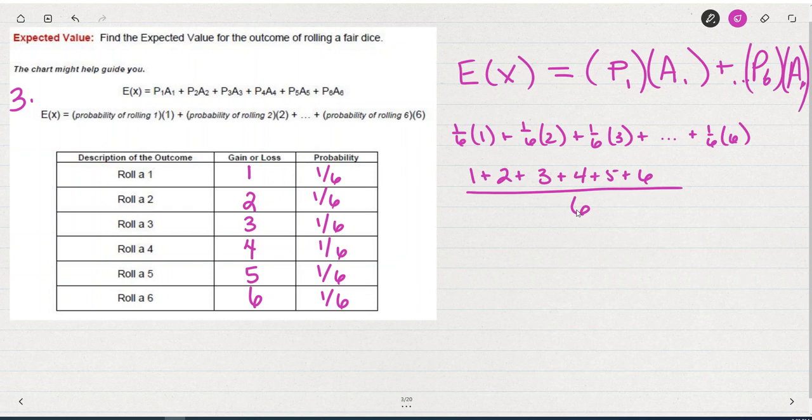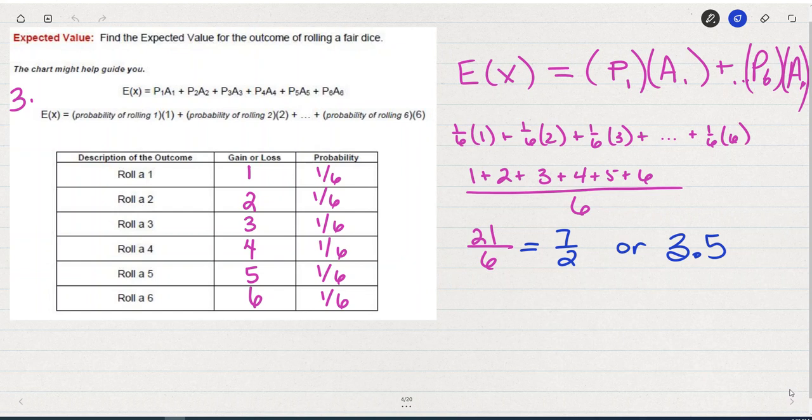So when I add these, I would end up with 21 over 6, which can reduce to 7 over 2. Or if we were writing this as a decimal, it'd be 3.5. 3 1/2, 3.5, or 7/2 would all be correct answers, depending on what format the directions specified.